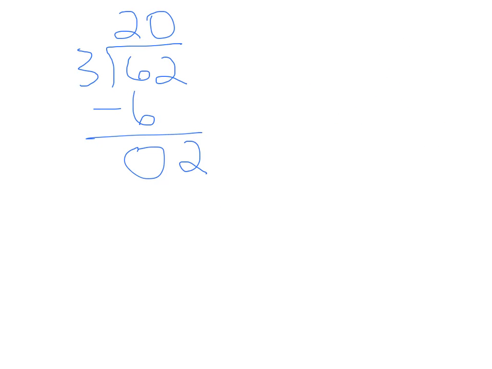Here is the third thing I can do when I have a division problem that has some sort of remainder. I can turn my number into a decimal because 62 is the same as 62.0. I then have to put a decimal in my answer, and then I can bring down my 0.